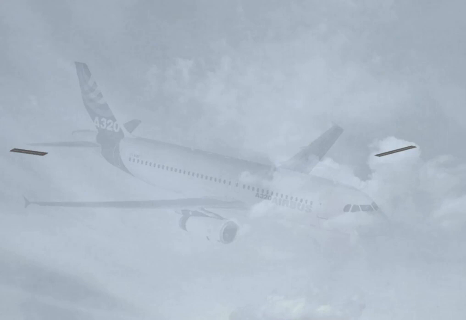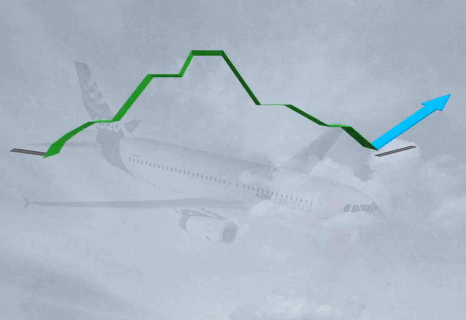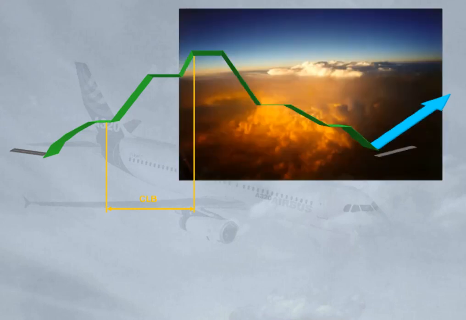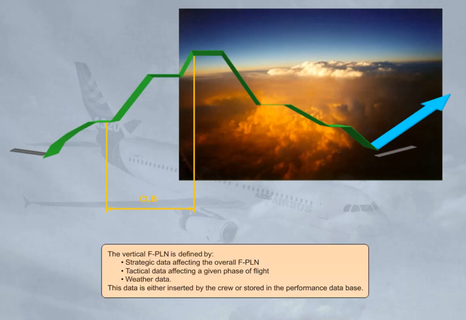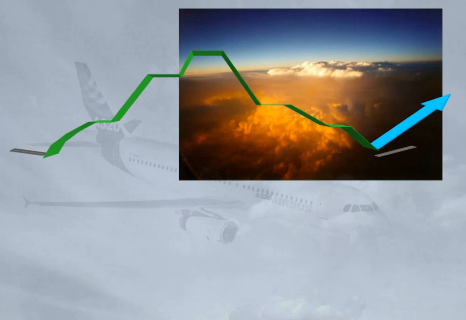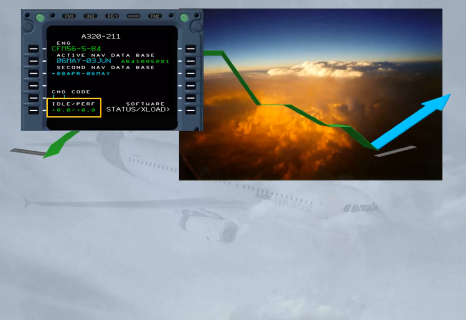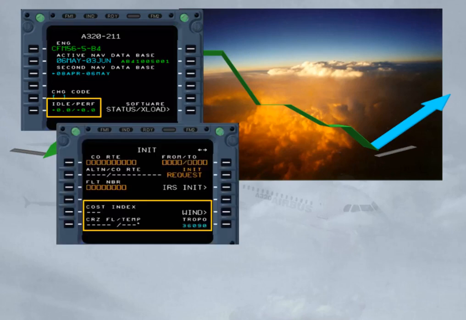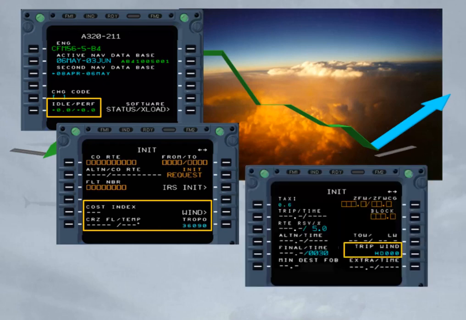The vertical flight plan is defined by strategic data affecting the overall flight plan, tactical data affecting a given phase of flight, weather data. This data is either inserted by the crew or stored in the performance database. The strategic data is idle, performance factor, cost index, cruise flight level and temperature, tropopause, wind or trip wind, zero fuel weight, CG, block fuel.